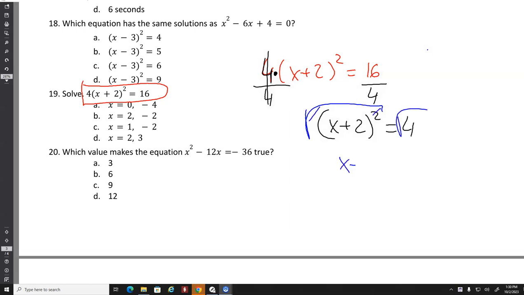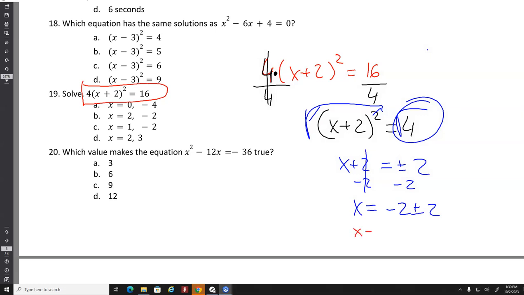So we're going to square root it. That leaves us with just, on the inside, x plus 2 equals plus or minus 2. Because remember, when you square root a number, it's two answers, positive and negative, right? Now we're going to subtract the 2. So we get x equals negative 2 plus or minus 2. That means I got 2 answers. One, it's negative 2 plus 2. And one, it's negative 2 minus 2. So this is 0 and negative 4. Okay? So again, the correct answer is A in this particular equation.